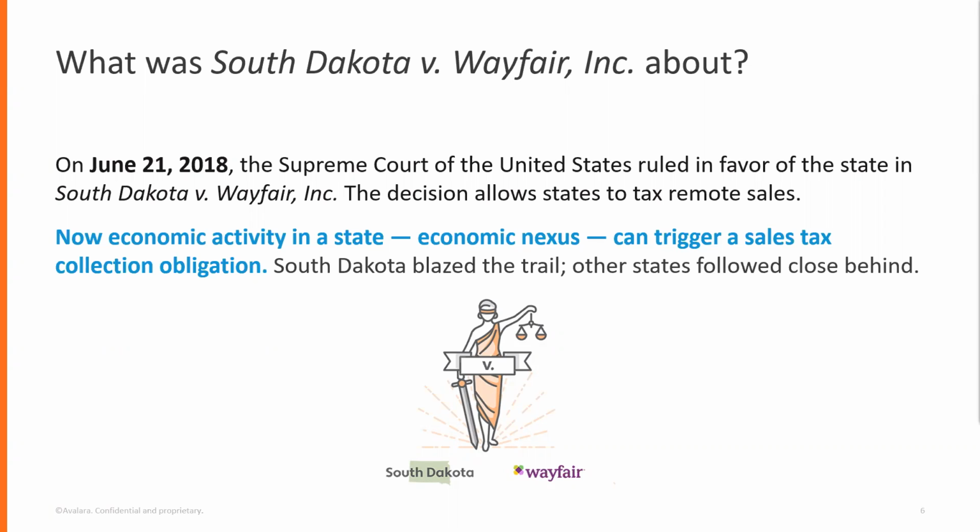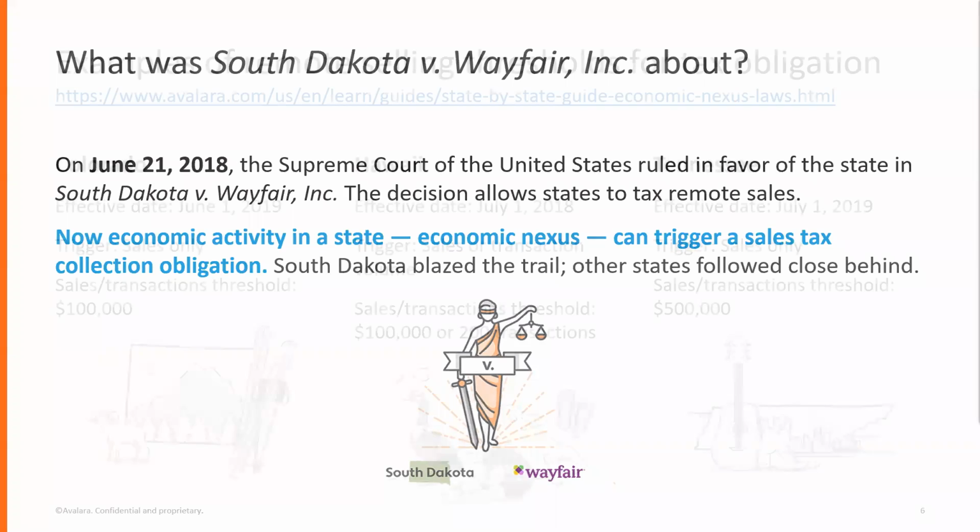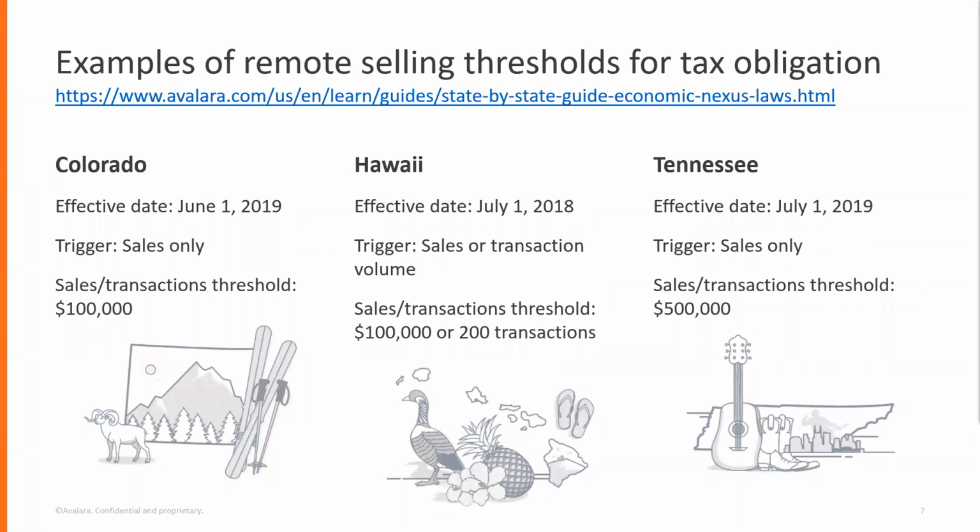The Supreme Court ruled in favor of South Dakota, and that ruling basically said that each state could set their own Nexus or economic Nexus threshold. So each state, in good old sales tax fashion, kind of came up with their own rules around that. So if we go to the next slide, we can see a couple of examples there.